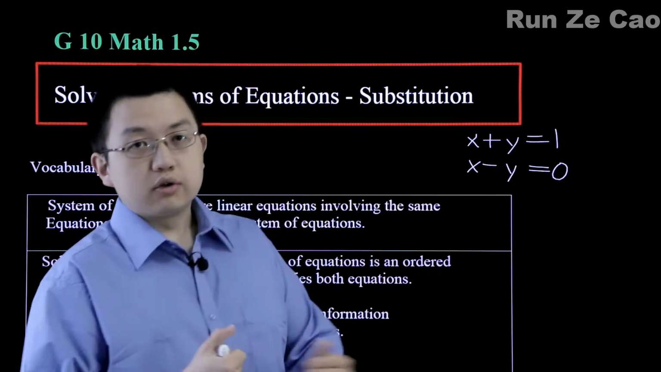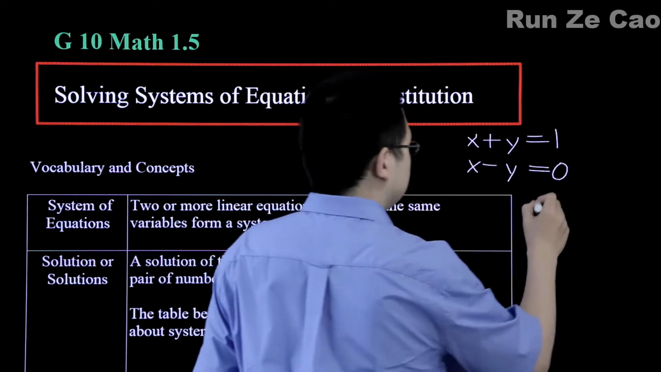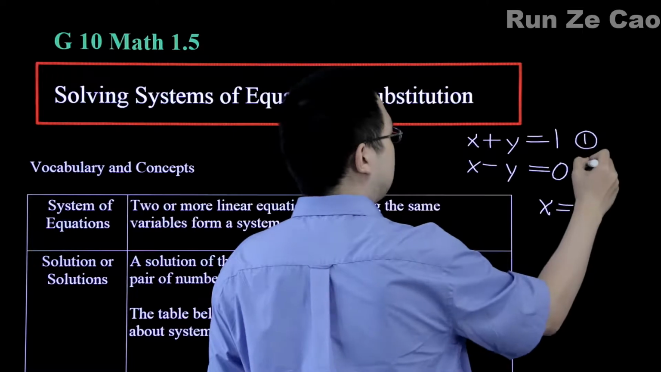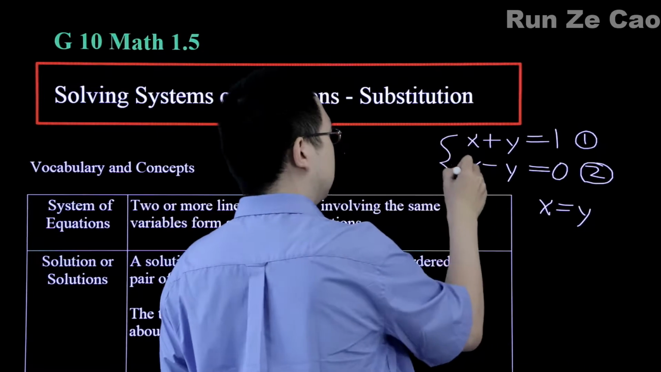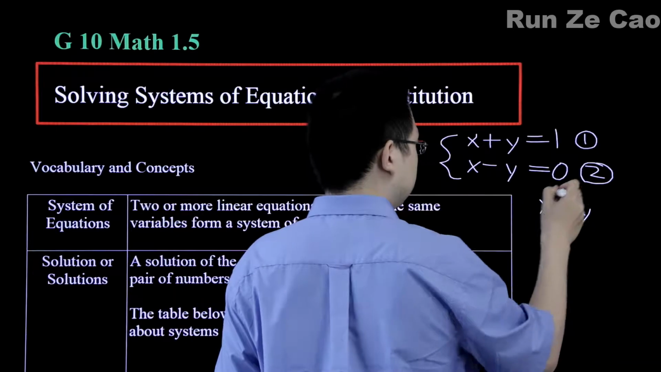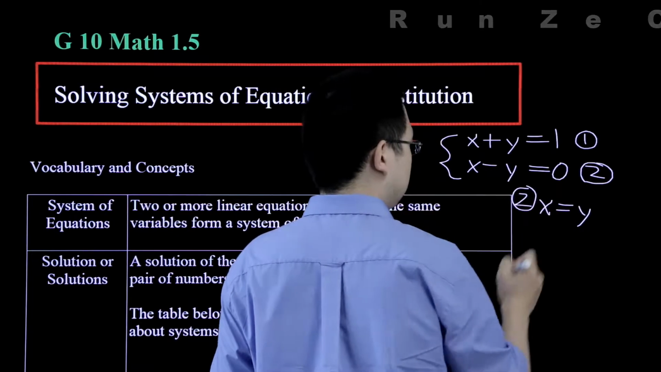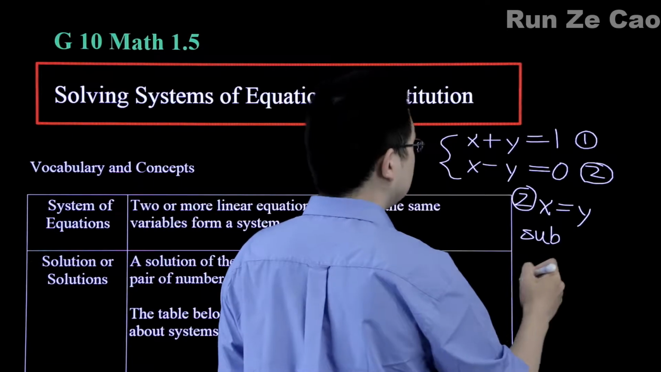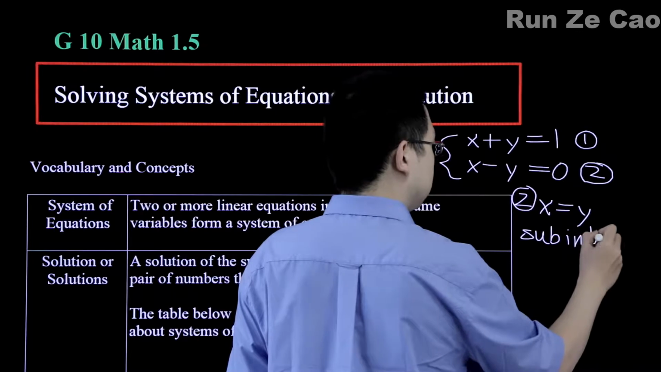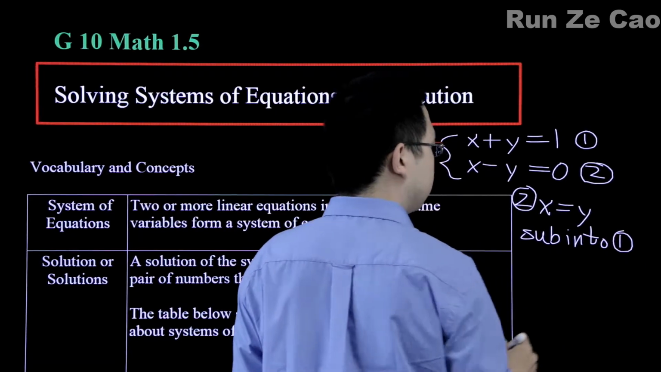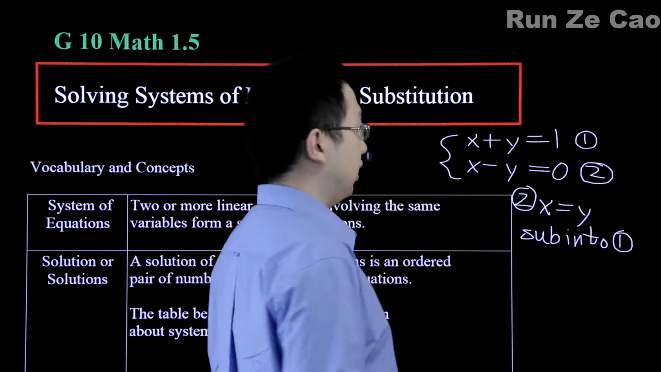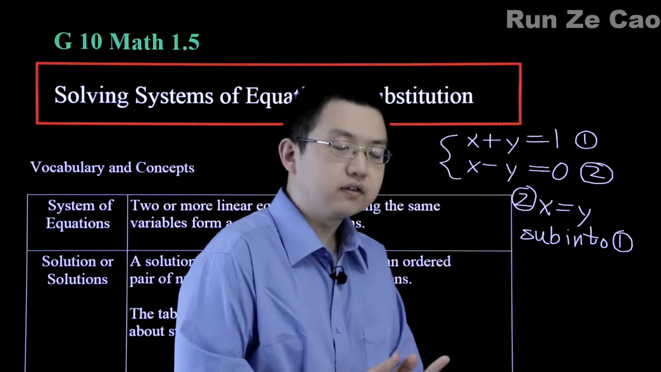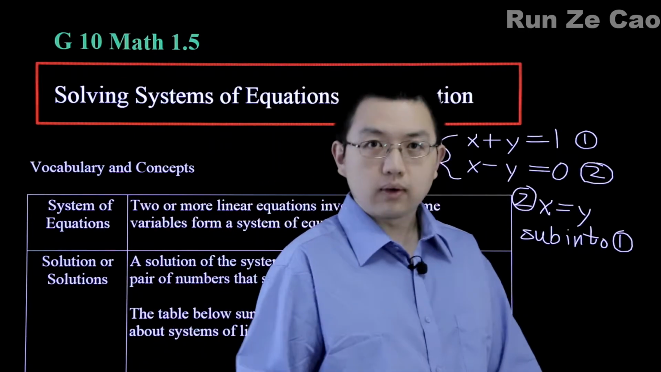Or, alternatively, what else can we do? Well, we can express x equals y. So we label this 1 and this 2. From 2, x equals y, substitute into 1. And this would give us 2x equals 1, x equals 0.5, or 1/2. And y equals x equals 1/2.